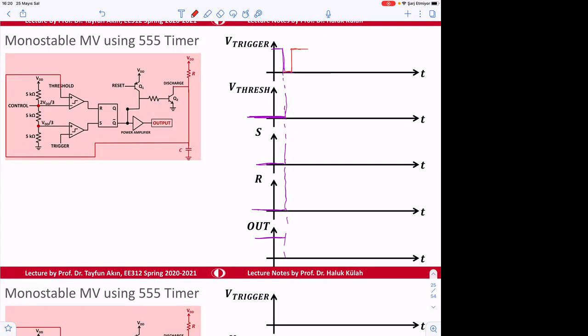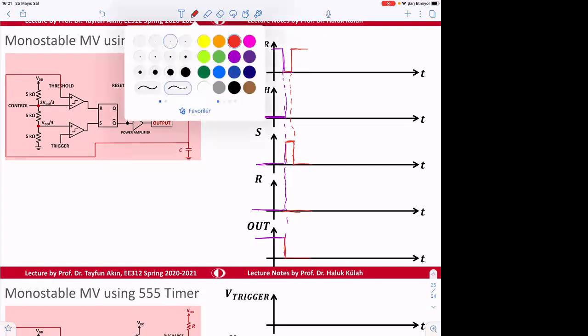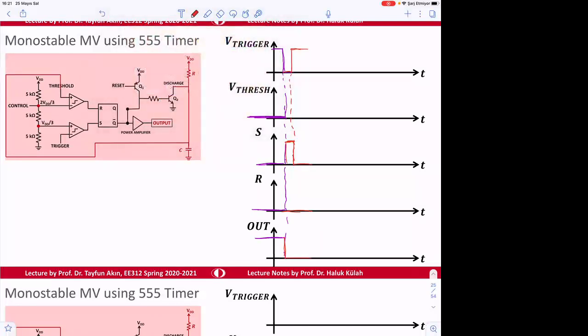Okay, the critical thing here is this will go up. So S will follow the V trigger, and then R will remain 0, and then the output will go down and remain here. So the critical thing, and the timing period that we want to calculate, is this time.